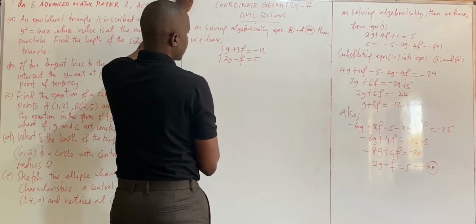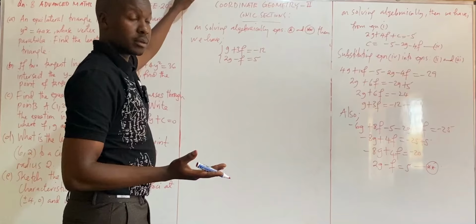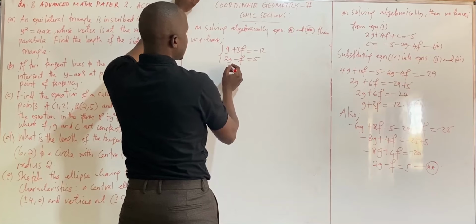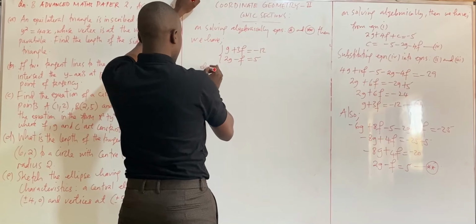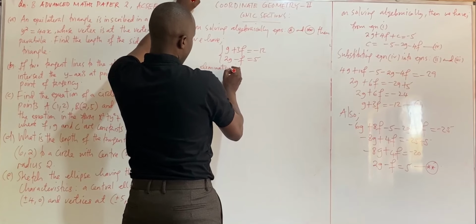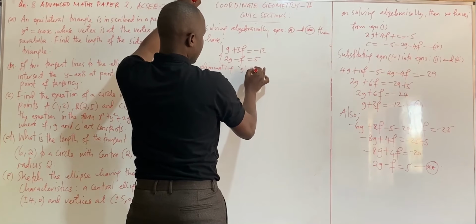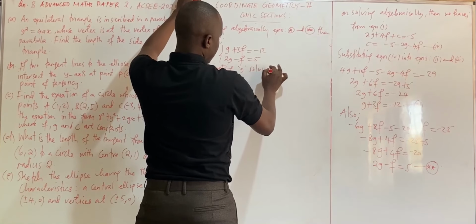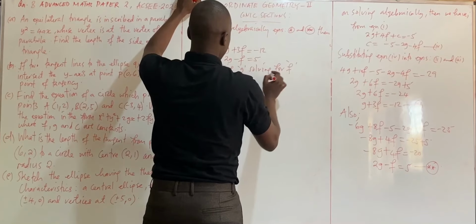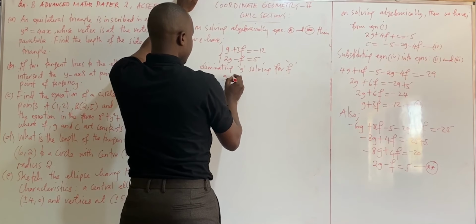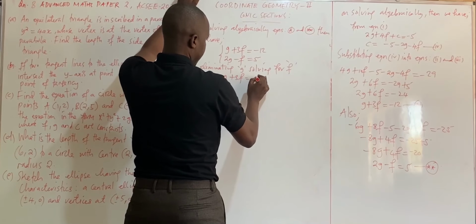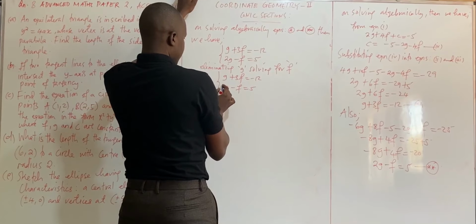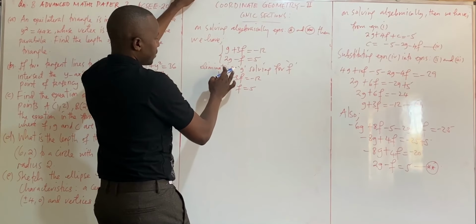So here we can try to solve maybe by elimination method. If we use the elimination method, we are trying to eliminate G, solving for F. So if that is the case, we have the 2G minus F equals 5 here.